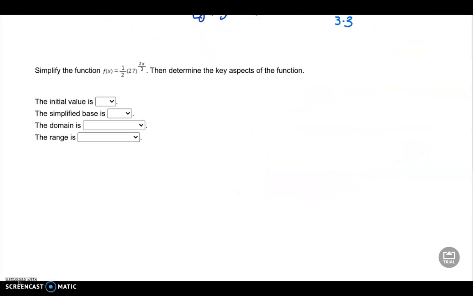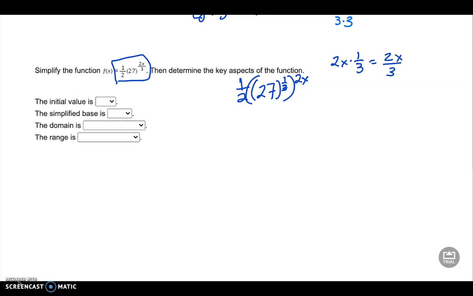One of the things I like to do on this is if we look at this function right here, notice it's a 2x over 3. I like to split that up so I have a 1 on top of a denominator without an x. So I'm going to rewrite this as 1/2 times 27 to the 1/3, all of that to the 2x. Because when we do products of powers, 2x times 1/3 is equal to 2x over 3. And I'm just going to split it up so it's easier for me to see.